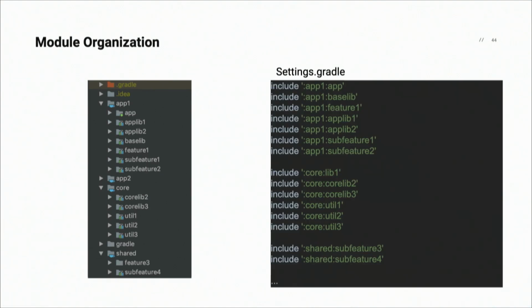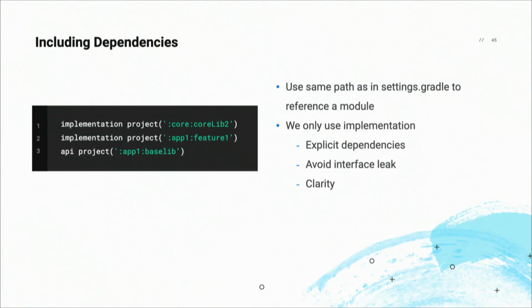So you can just nest them really simply. You've got some that go in the app, some that are in the core, some that are shared. And then in your settings.gradle, you just have to prefix whichever subfolder they're in. Once you want to include those dependencies, you use the same path. So if it's in the core and it's core lib2, you use colons to replace the slashes in your path.